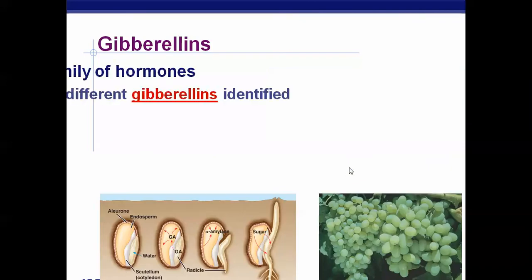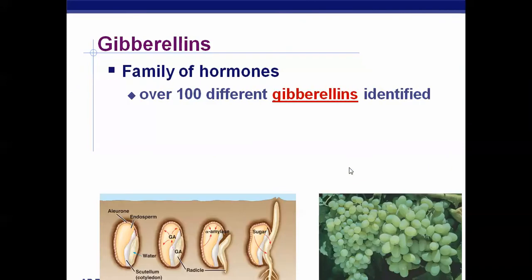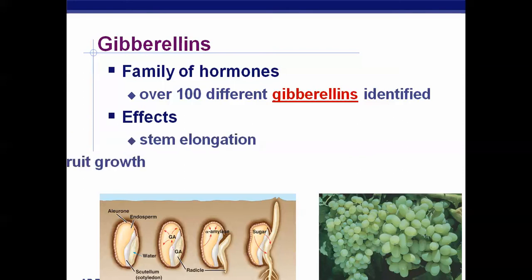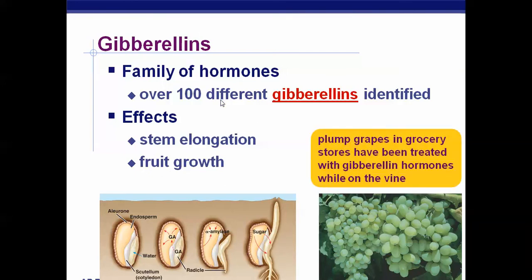Next up, we've got gibberellins. And gibberellins are a family of hormones with over 100 of them that we currently know of, and the effects are stem elongation. So these are really important in fruit and plant growth. So here you're seeing a seed. This stem growth that you're seeing happening is because of your gibberellins.